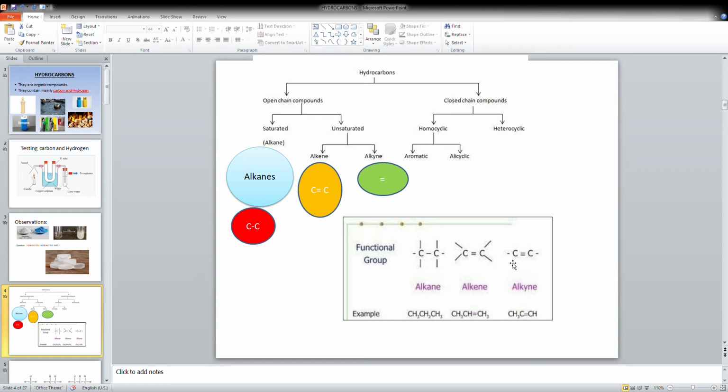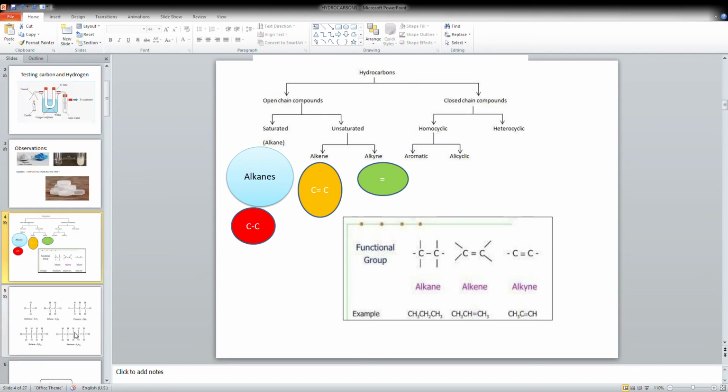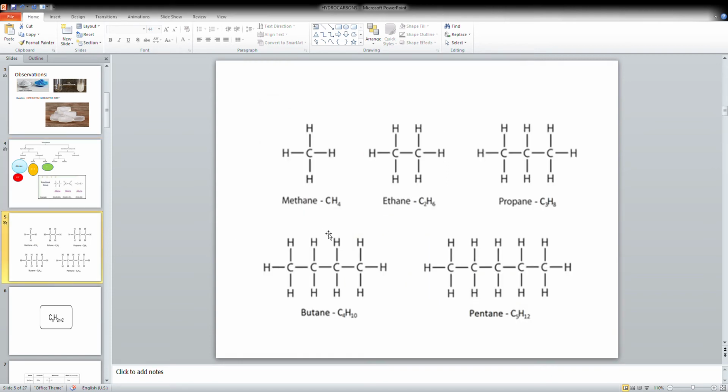Out of them, you learn about the alkanes, and after that you can get into the alkenes and some derivatives coming from the alkenes. We are not going to learn about the alkynes. Okay, let's see some types of alkanes here.